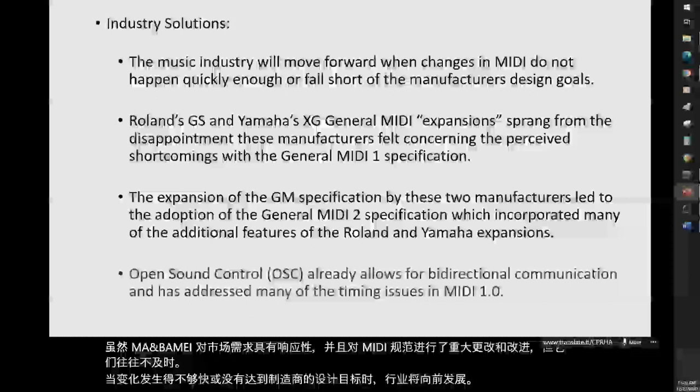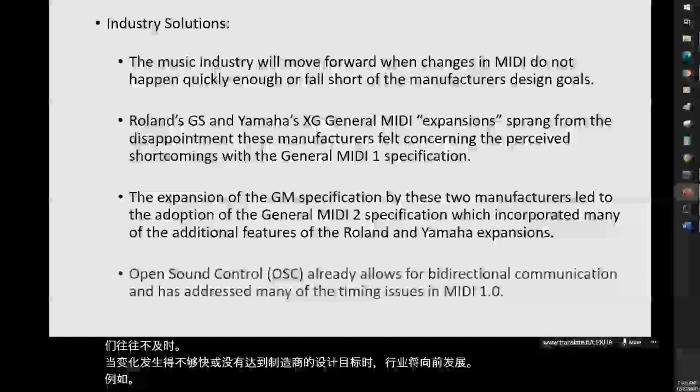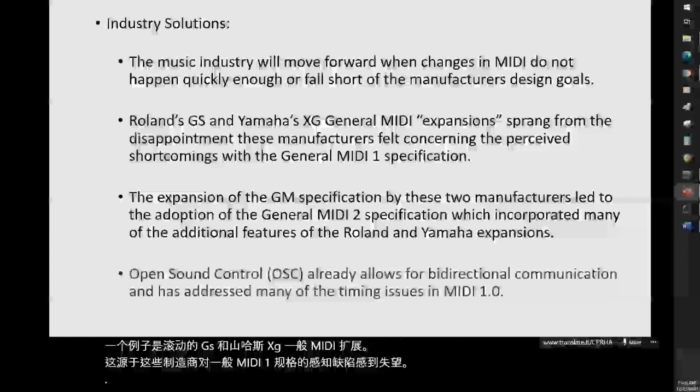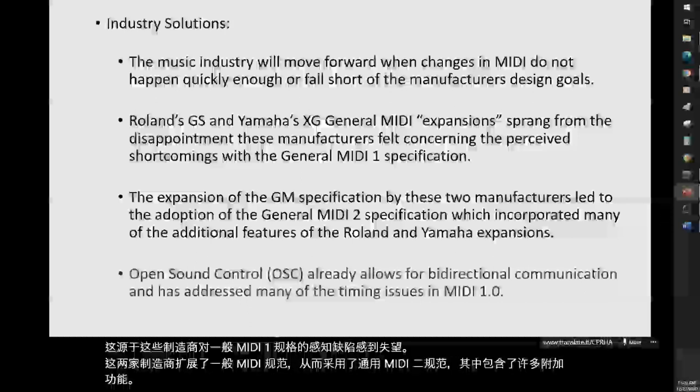An example would be Roland's GS and Yamaha's XG General MIDI expansions, which sprang from the disappointment that these manufacturers felt concerning the perceived shortcomings with the General MIDI 1 specification. The expansion of the General MIDI specification by these two manufacturers led to the adoption of the General MIDI 2 specification, which incorporated many of the additional features of the Roland and Yamaha expansions.